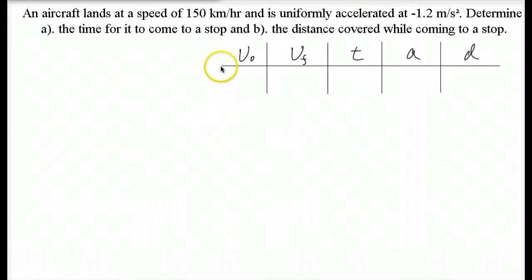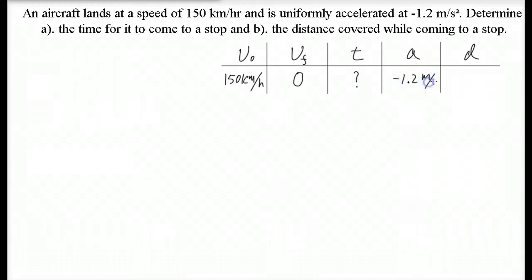So obviously the initial velocity is 150 kilometers per hour. Final velocity should be 0, so that's implied. It's because it has to come to a stop. The time, actually, we don't know. We need to find it out. Acceleration is negative 1.2, and the displacement, or the distance covered, we don't know. So here there's no difference between displacement and distance because it should travel along a straight line.